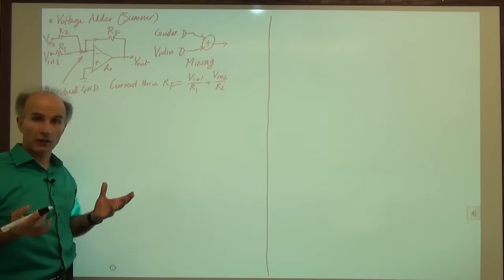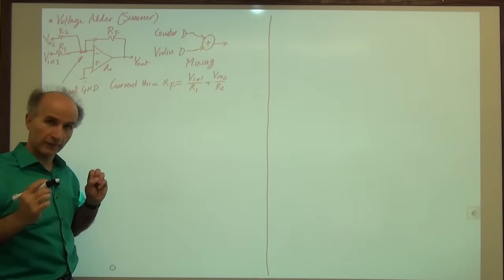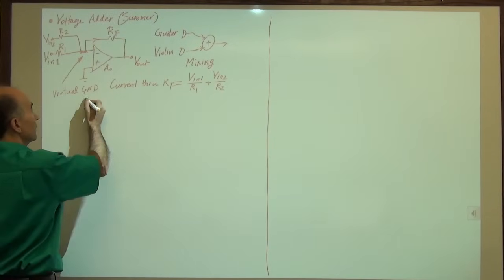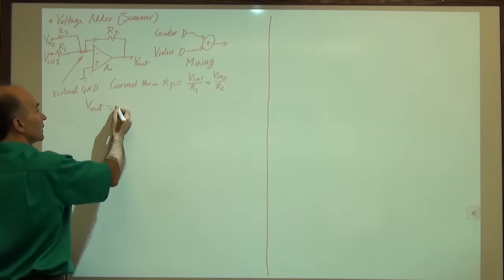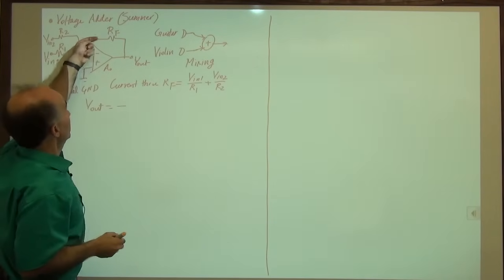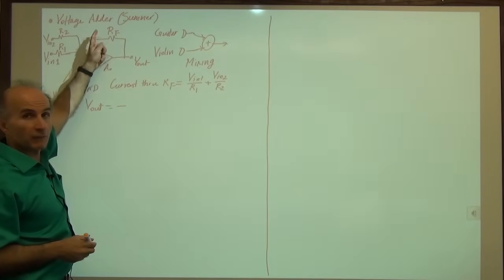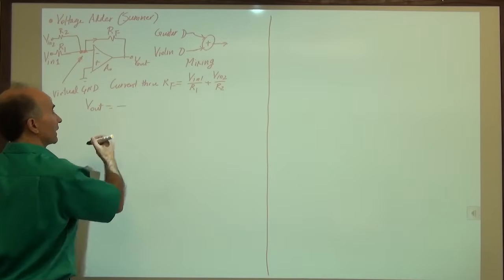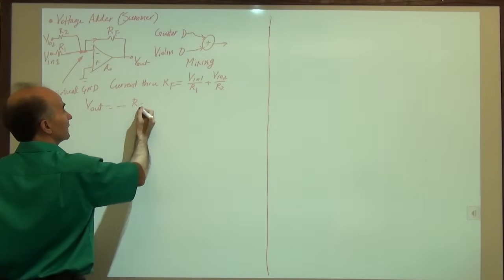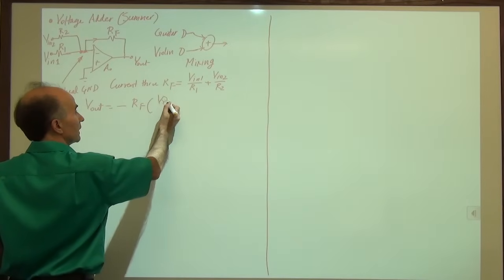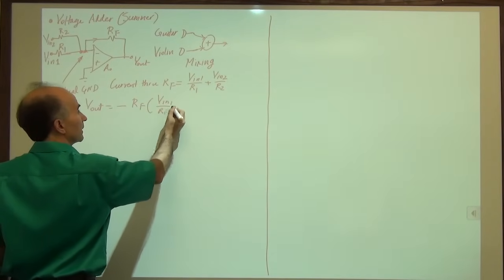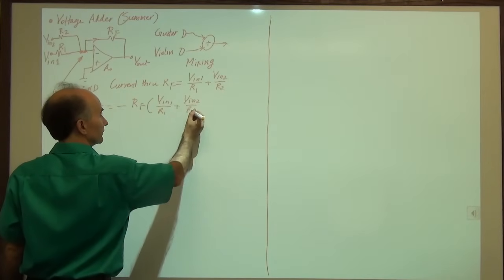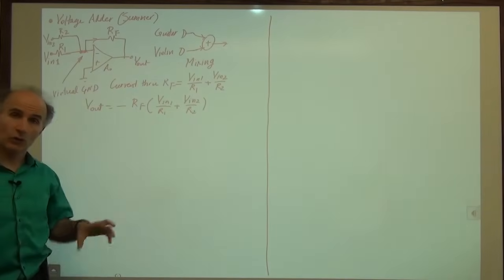If I multiply this by RF, I find the voltage across RF. And because I'm interested in this voltage, I have to multiply by a negative sign. So I can say Vout is equal to minus. You see, this current is flowing this way. If I multiply by RF, I get a voltage from here to here. But Vout is from here to here. So that's why we have a negative sign. So minus RF times Vin1 over R1 plus Vin2 over R2. So that's a beautiful result.